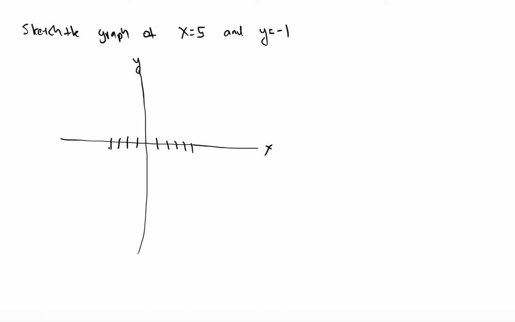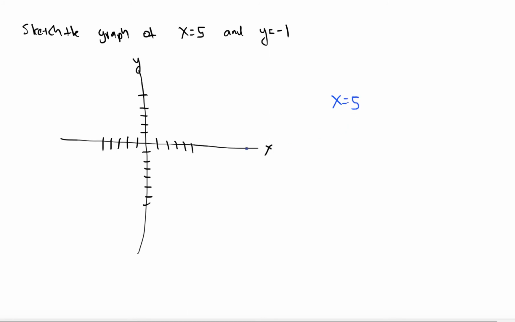Now we notice in that equation there's no y value, right? Similarly, if we want to sketch the graph of y is equal to negative 1, we see that there is no x value here. So what's going on? If you want to draw this line, x is equal to 5.